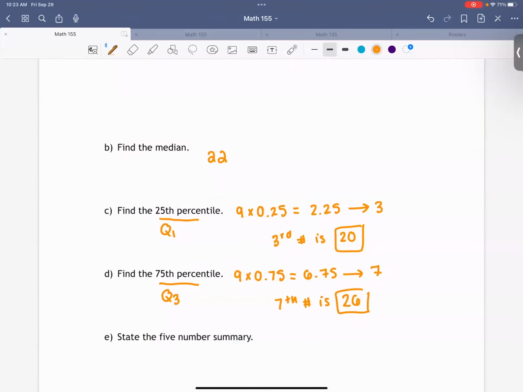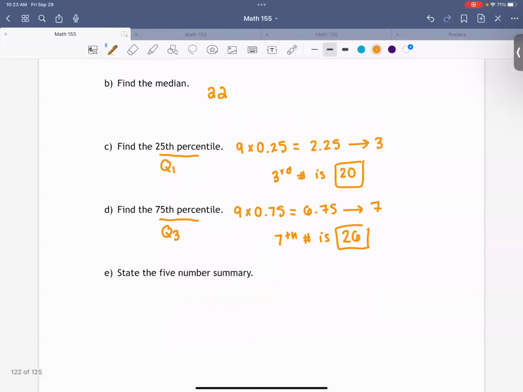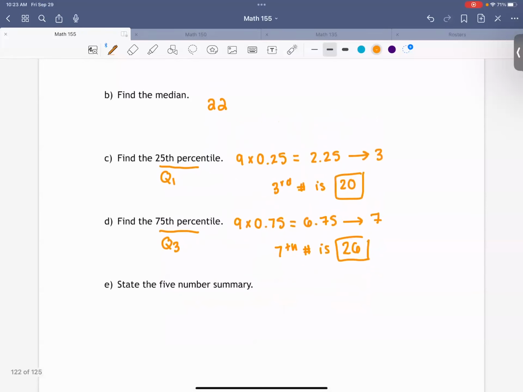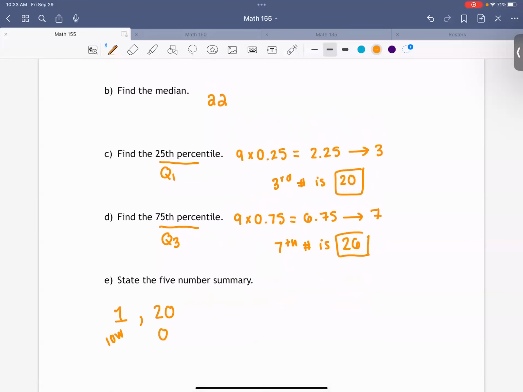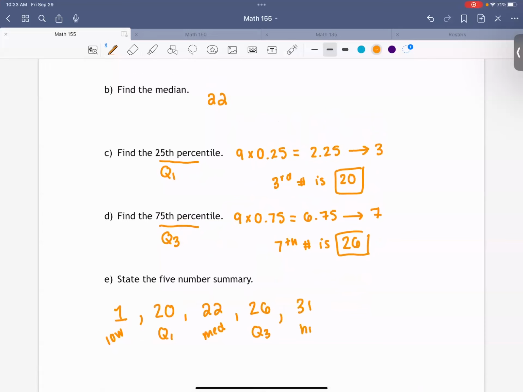Okay. Next up, we need to find the 5-number summary. So let's go ahead and do that. What is the first number in my 5-number summary? 1, or the lowest number, right? What comes after my first number? 20, because that's Q1. What comes after 20? 22, because that's Q2, or the median. What comes after 22? 26, because that's Q3. And what comes last? 31, because that's the highest number.